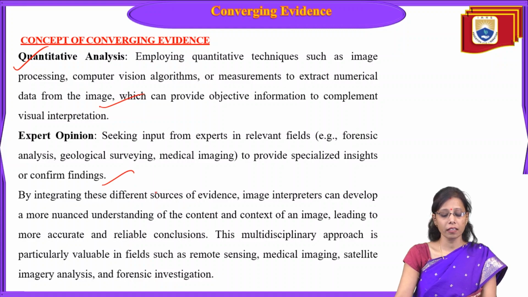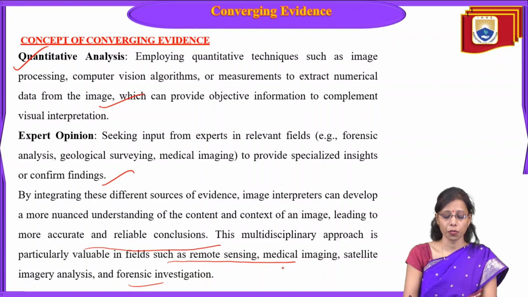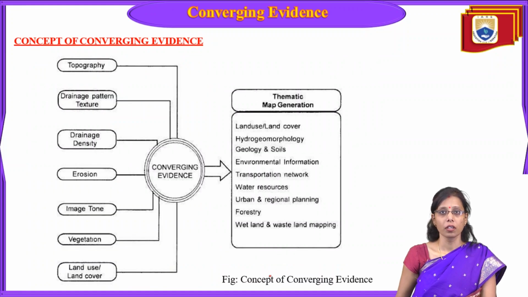By integrating these different sources of evidence, image interpreters can develop a more nuanced understanding of the content and context of an image, leading to more accurate and reliable conclusions. This multidisciplinary approach is particularly valuable in fields such as remote sensing, medical imaging, satellite imagery analysis, forensic investigations and so on. Let us go through this flow chart, what exactly converging evidence is.